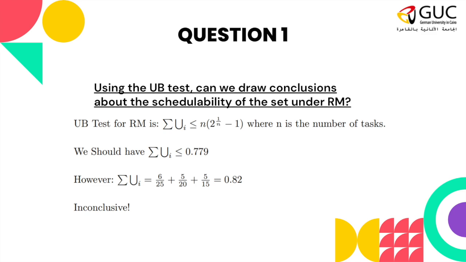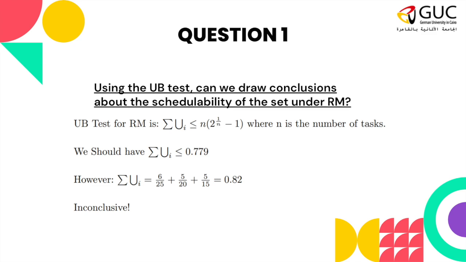If it is less than or equal to the threshold, it is 100% schedulable. If it is greater than the threshold but less than or equal to 1, then it is inconclusive. It may get scheduled or it may not get scheduled. The UB test cannot determine, because the utilization bound only figures out a safe percentage, which is the threshold, in our case 77.9%, that the RM can 100% access.